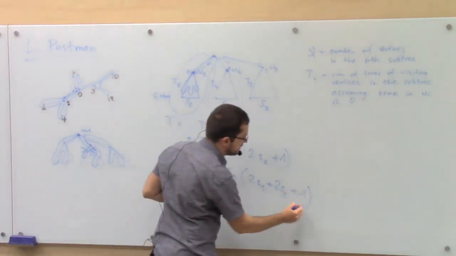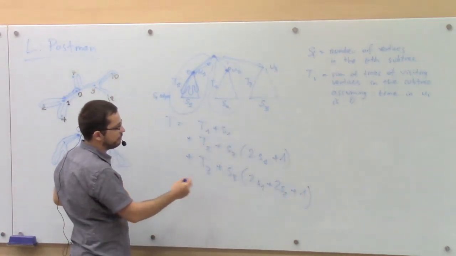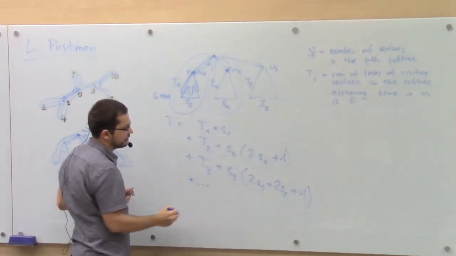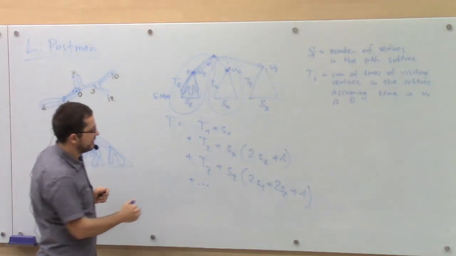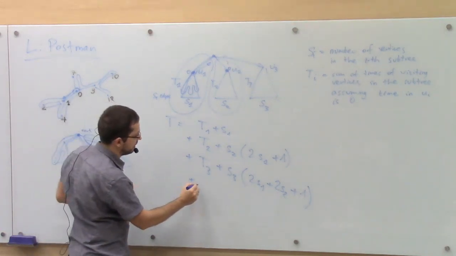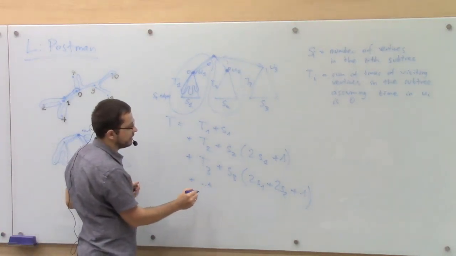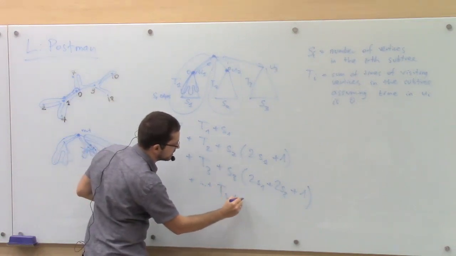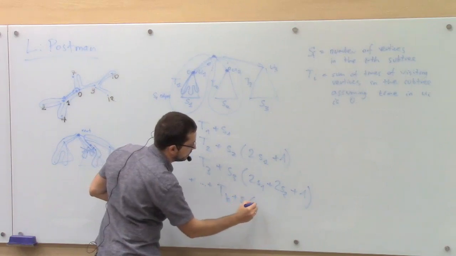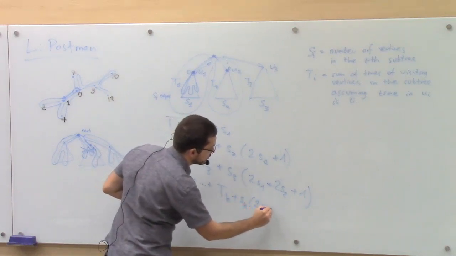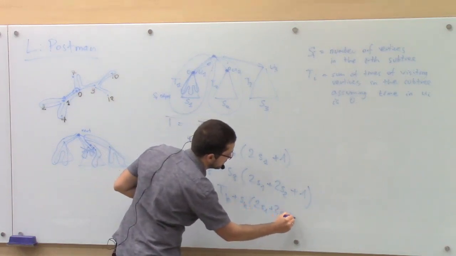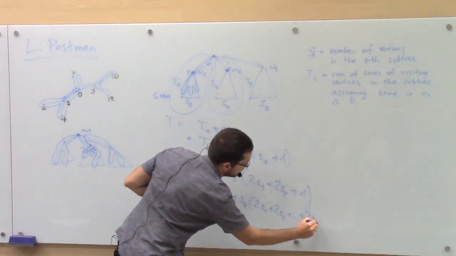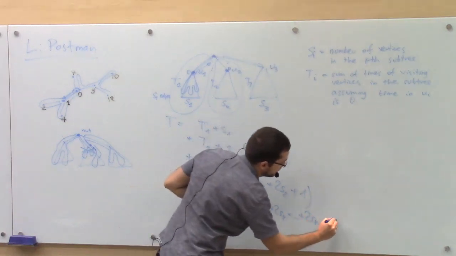Okay, so we see here that basically if we have additional vertices, so let's say that we have k of them, the kth one would be tk plus sk, and here we'll have 2s1 plus 2s2 plus ... plus 2s(k-1) plus 1.